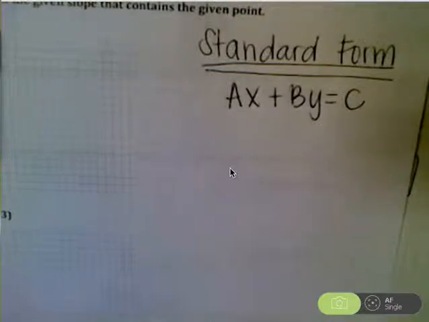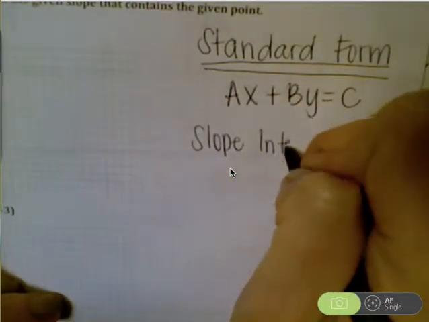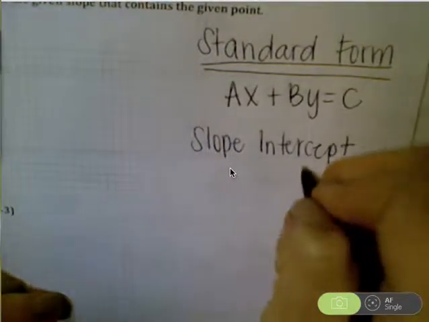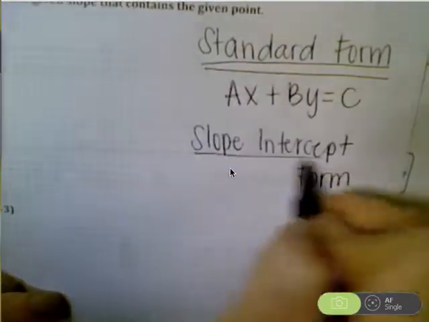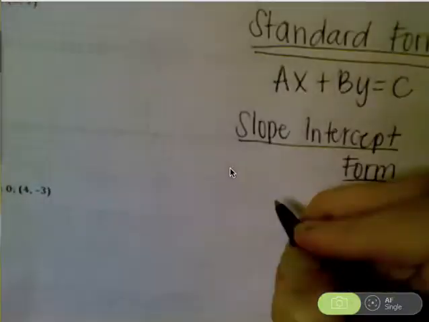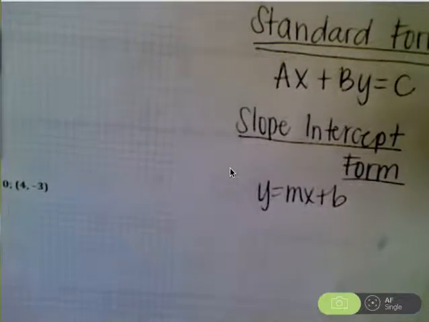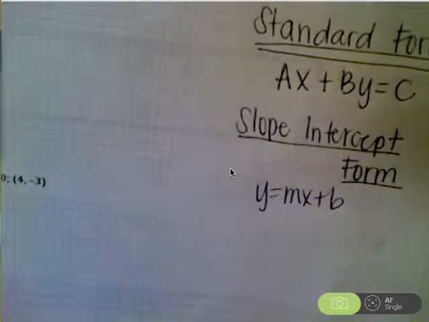Now, on Friday, we talked about slope-intercept form. Okay, slope-intercept form is what? Y equals mx plus b. Slope-intercept form is really probably the most common form that linear functions are in. It's very, very useful because you can see the slope and the y-intercept just by looking at the equation, and you can graph it very easily using those two things.